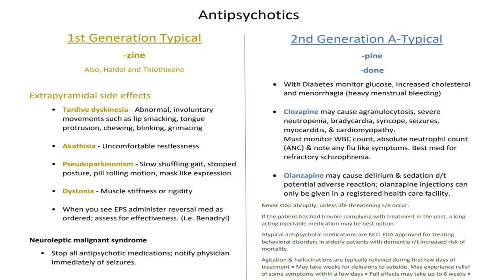Atypical antipsychotic medications are not FDA approved for treating behavioral disorders in elderly patients with dementia. Agitation and hallucinations are typically relieved during the first few days of treatment. It may take weeks for delusions to subside. So that's going to be more with schizophrenia. Someone with schizophrenia, we may start them on an antipsychotic. Their agitation and hallucinations will be relieved right away. But if this is taken for delusional disorder, or if they have delusions with schizophrenia, it will take a few weeks for those to subside.